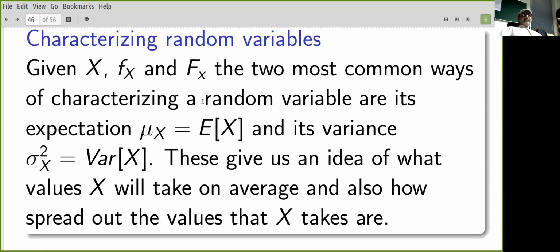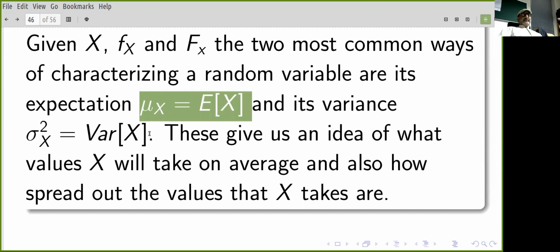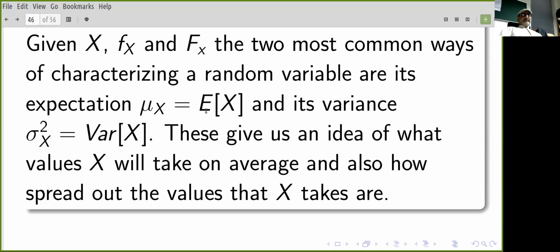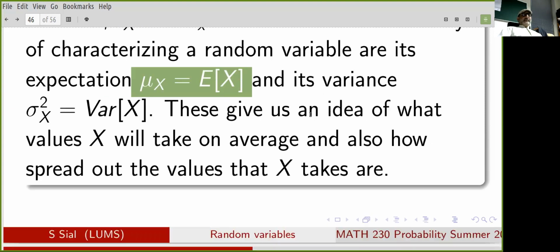And what we're interested in right now is the expectation. Sometimes it's written as mu sub x, and sometimes it's written as E of X with square brackets. You read these notations as the expectation of the random variable X.